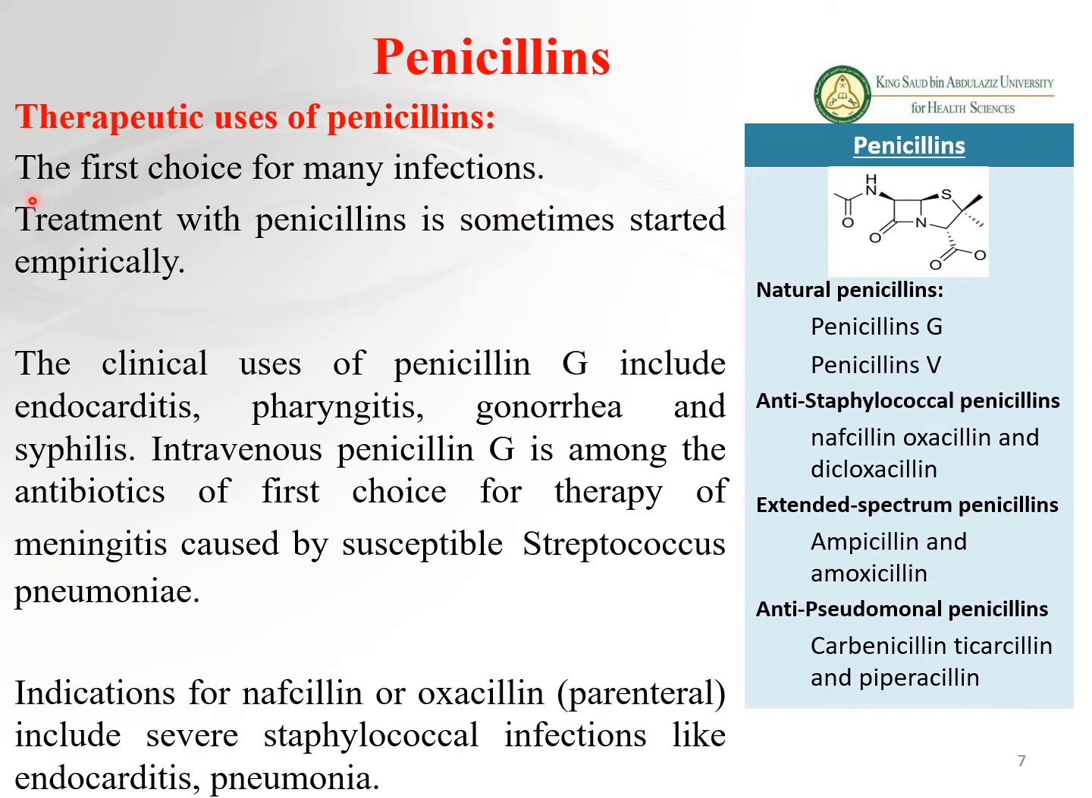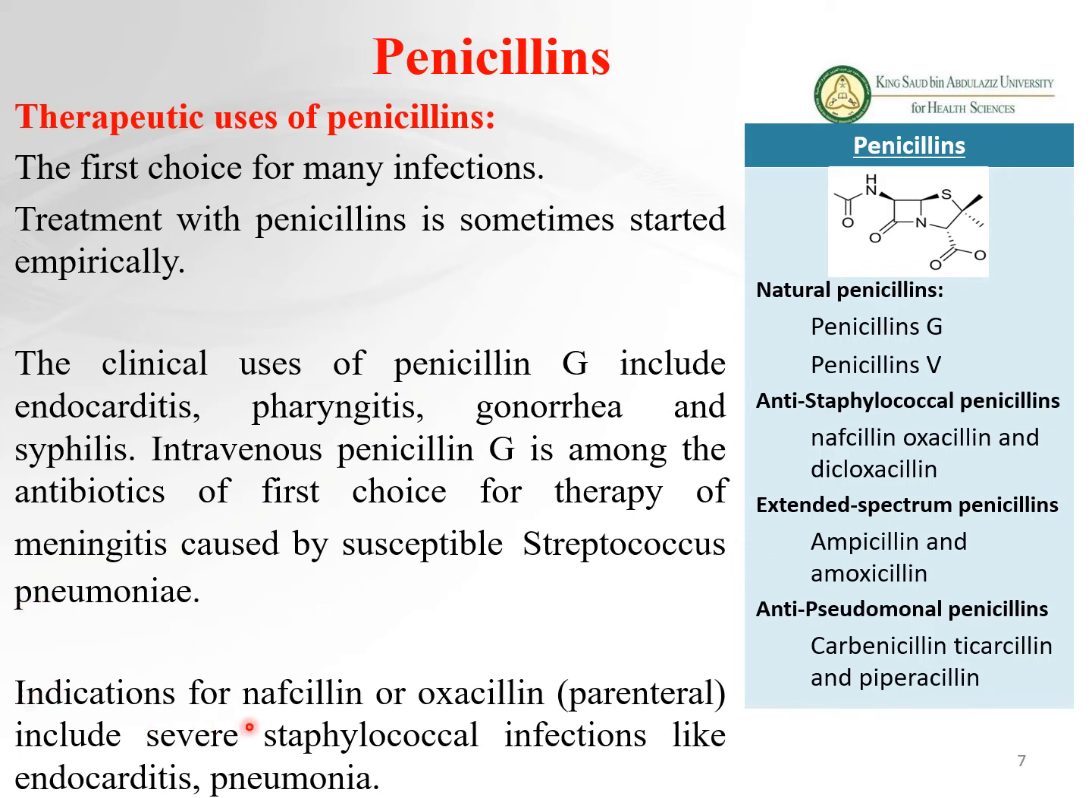Therapeutically, penicillins are very important, and they are the first choice for many bacterial infections. Normally they are started empirically based on the symptoms. Penicillin therapy is started without proper identification of the organisms. Clinical uses of penicillin G, the natural penicillin, include bacterial infections like endocarditis, pharyngitis, gonorrhea, and syphilis. These are different types of bacterial infections. Intravenous penicillin G is among the antibiotics of first choice for the therapy of meningitis caused by susceptible Streptococcus pneumoniae.